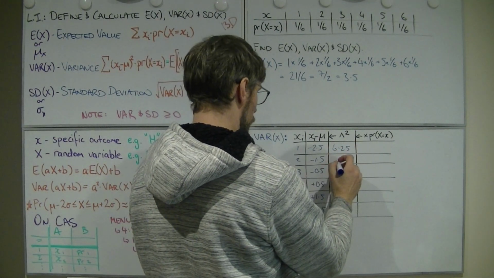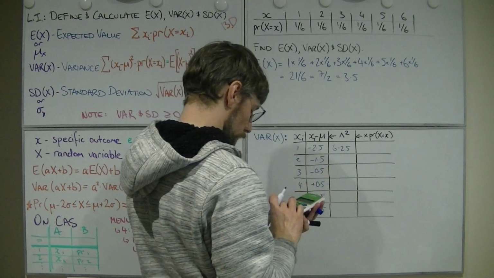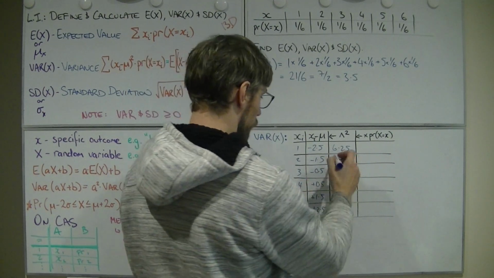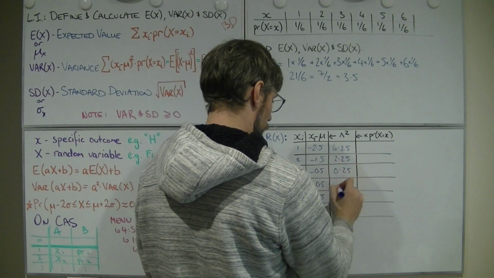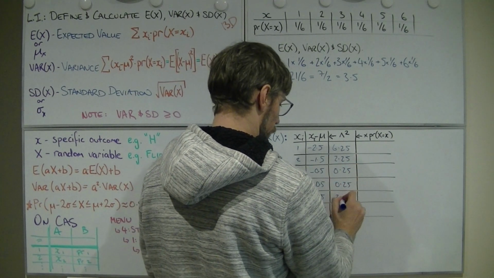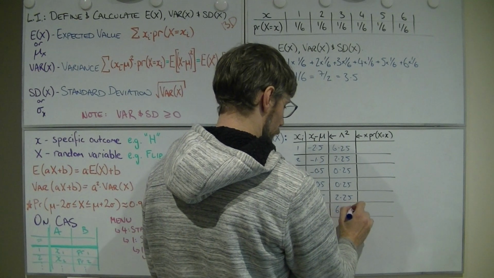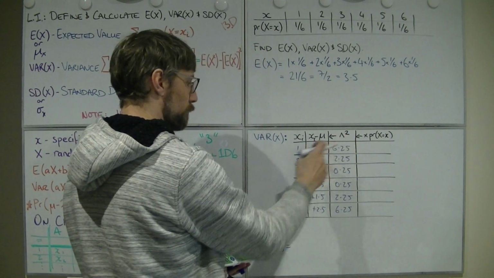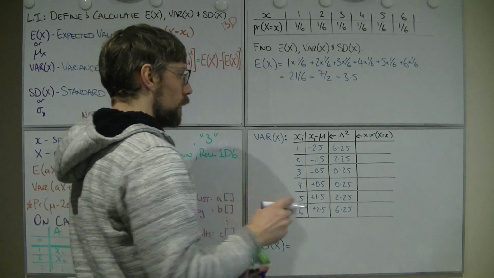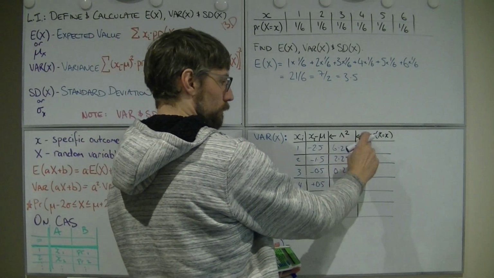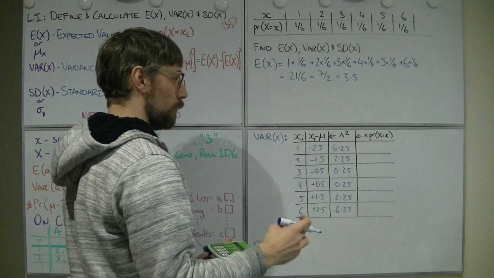6.25. 1.5 squared is what? 2.25. Yep. 0.5 squared is 0.25, and then similar story for the rest. At this point, they should all be positive, because if they were negative, they should have gotten squared out. And we don't have any complex. Beautiful. Times this result by the probability that it was going to happen.